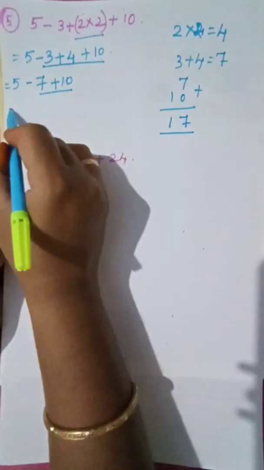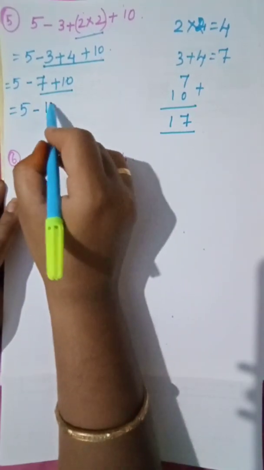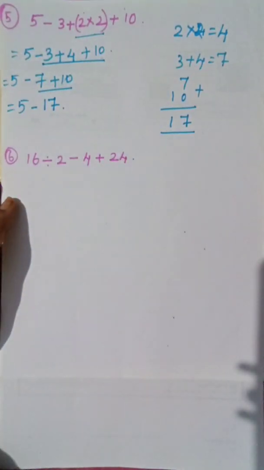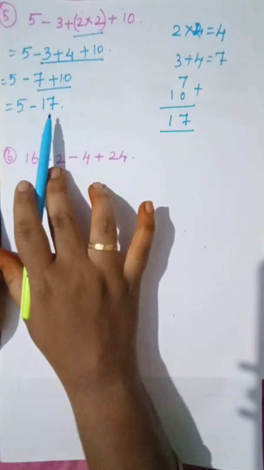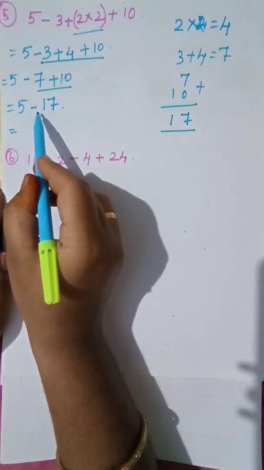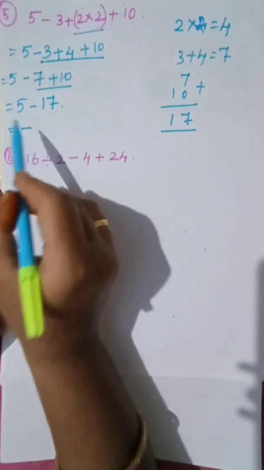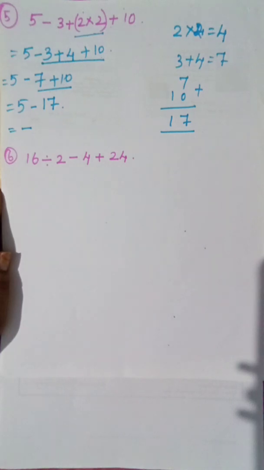7 minus 11 is equal to 5 minus 17. Right? Okay, after that what do we have to do? 5 minus 17. So we have to subtract. Before subtracting we have to see the biggest number. Which is the biggest number here? 17 is the biggest number. 17 contains a negative symbol, so negative symbol means we have to put a negative sign in the answer.